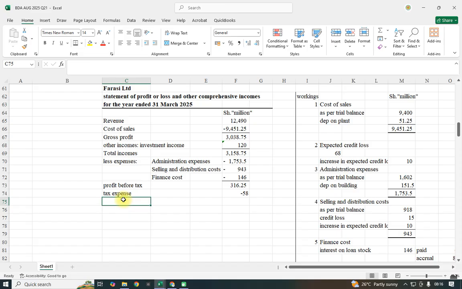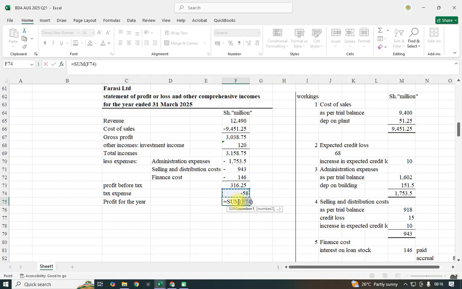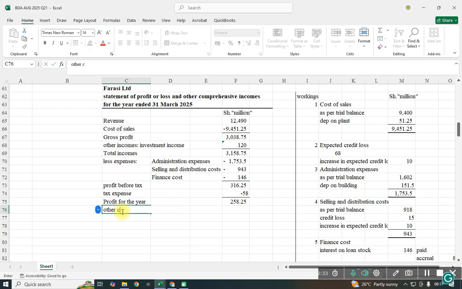So profit for the year. For the year here, you'll get that value 258 as a profit for the year. Remember, we needed other comprehensive income. We shall have other comprehensive incomes, and here we have revaluation.